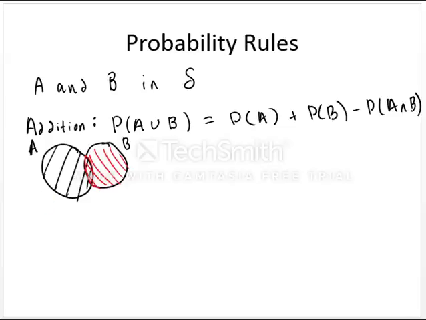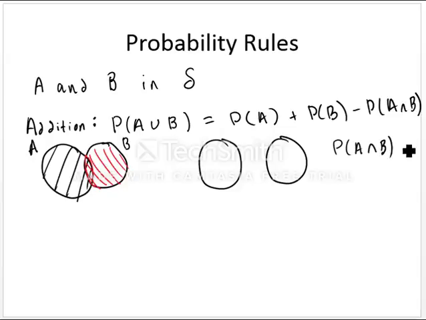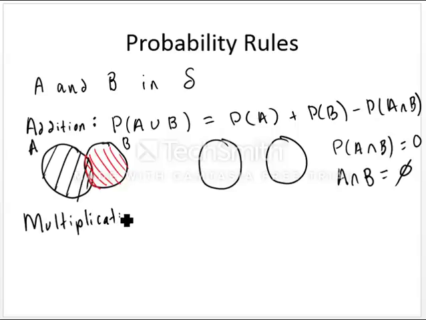Notice that in the event that events are disjoint, there's no overlap. And so the probability of the union is just the probability of A plus the probability of B, because the probability of the overlap, A and B, is equal to 0, since A and B is the empty set. So this rule works whether we have overlapping or non-overlapping events. There's another probability rule that we need to understand though, and this is the multiplication rule.